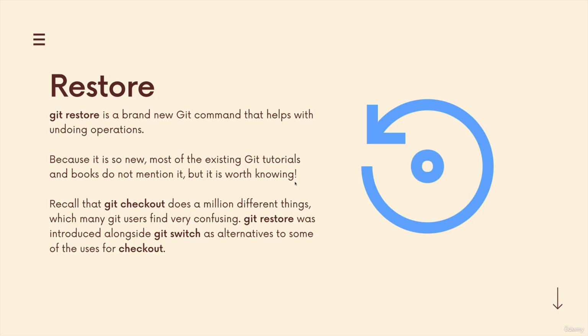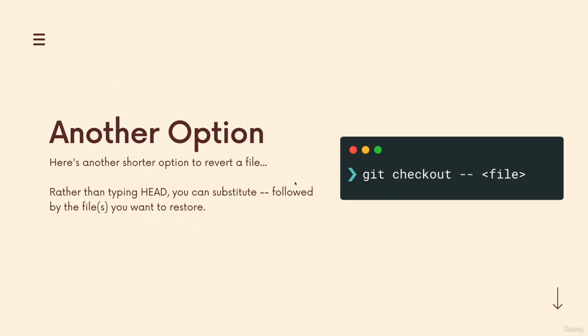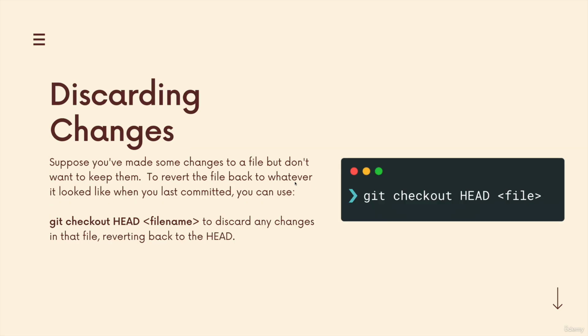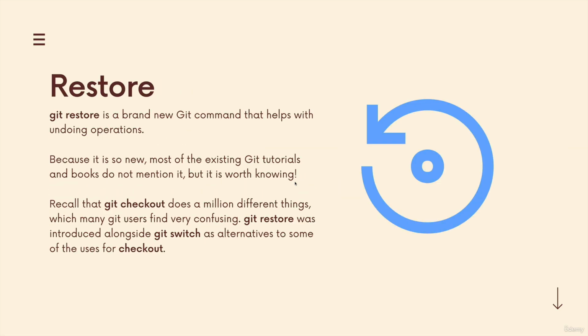As you've seen already, we can use checkout to switch branches. We can use checkout to check out earlier commits. We can use checkout, as we just saw in the previous video, to undo or discard changes. So it's kind of crazy. But restore is the new command. It sometimes honestly feels a bit clunky to me, but I'm going to show it to you now.